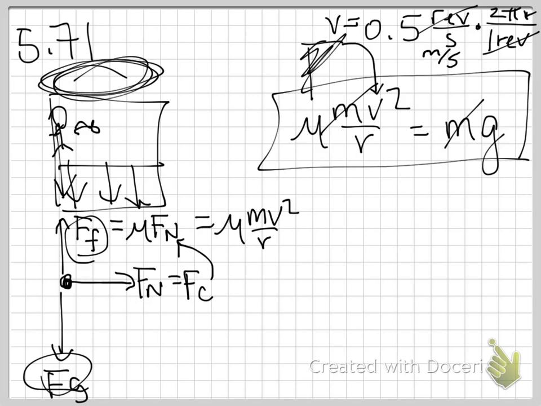What is it asking for? What's the minimum coefficient of static friction? So plug that in there. g you have, r you have, solve for mu_s. And you're going to get an answer for mu_s.